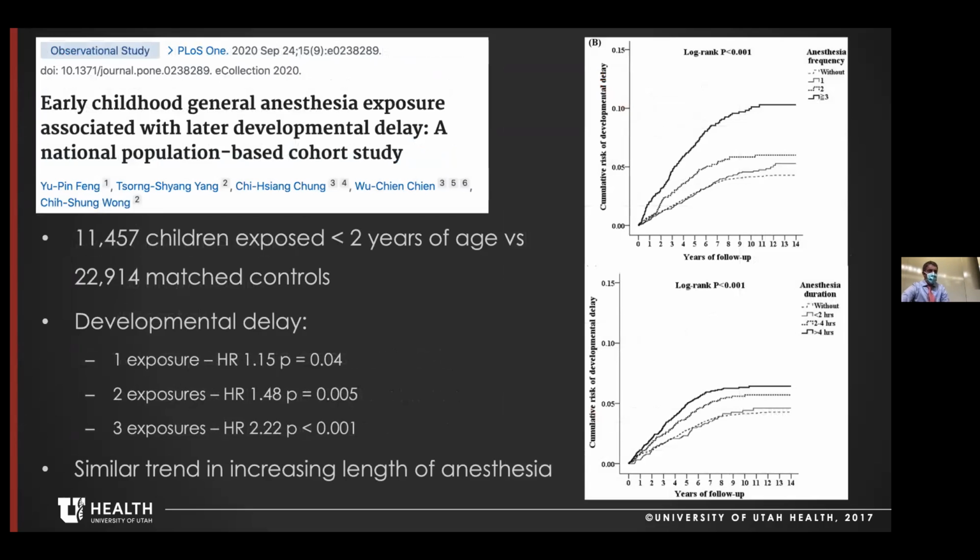This even larger study looked at over 11,000 patients exposed to anesthesia under age 2 with 23,000 controls. They found an increased risk of developmental delay with increasing number of exposures to anesthesia, and similar findings with longer time under anesthesia. And I think this is relevant both for the amputation and limb reconstruction groups.